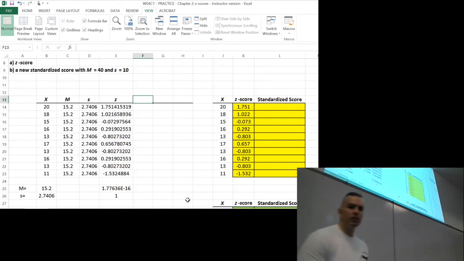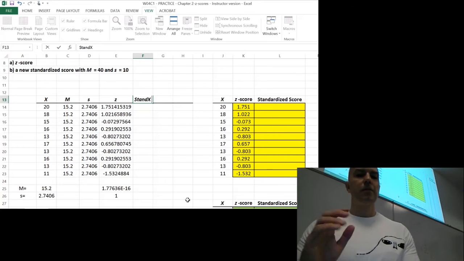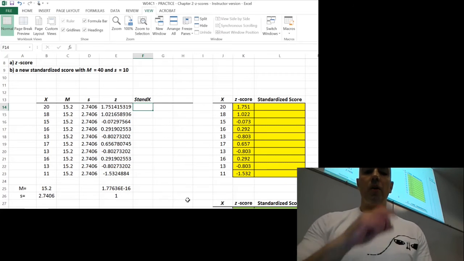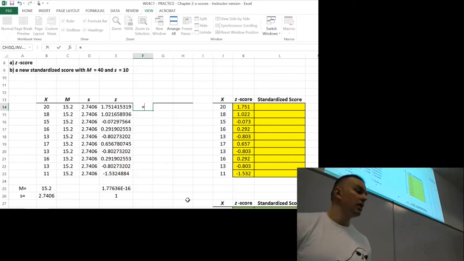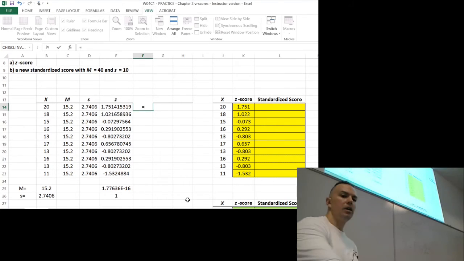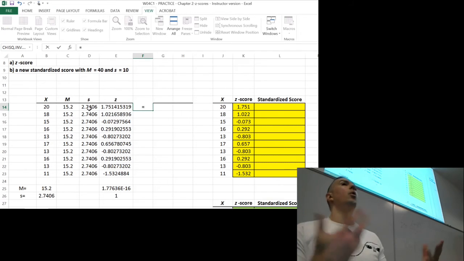Let's label this stand X for standardized scores, and we are going to use that function. So once again, know what you're looking for. We're looking for the new mean and the new standard deviation. If you grab this mean and this standard deviation here, you're just going to reverse what you just did. You're going to take your z-scores and transform them back into the old raw scores.